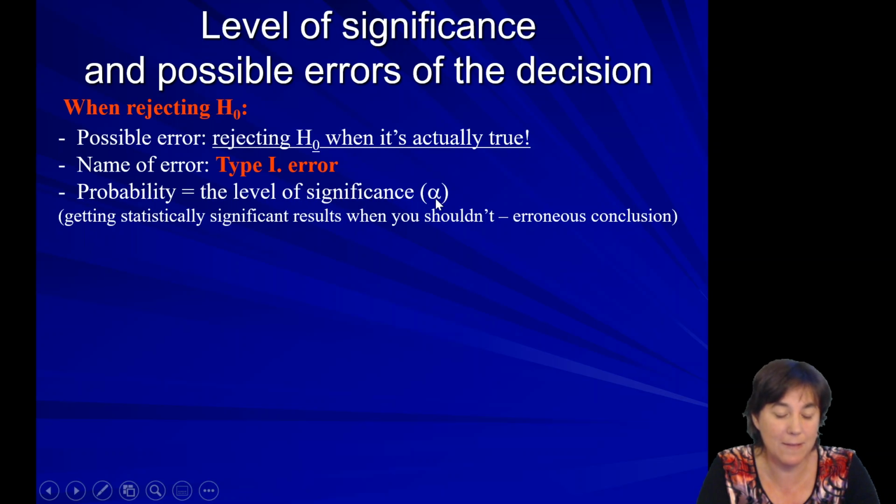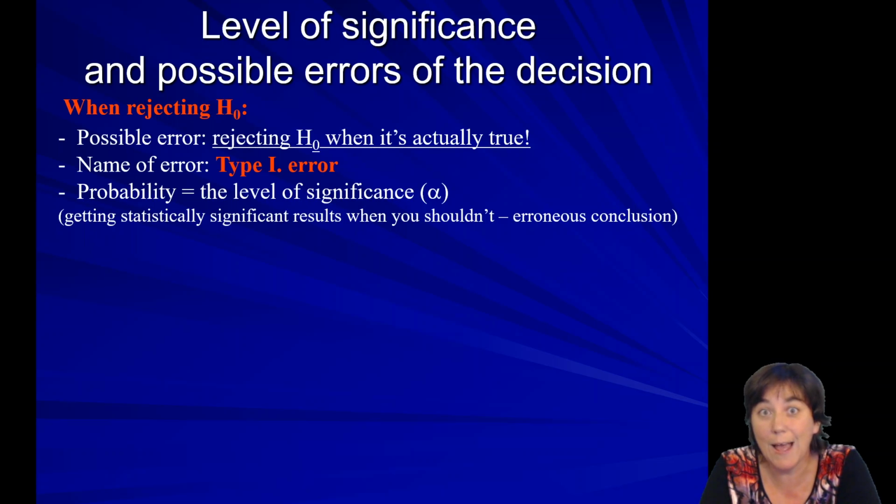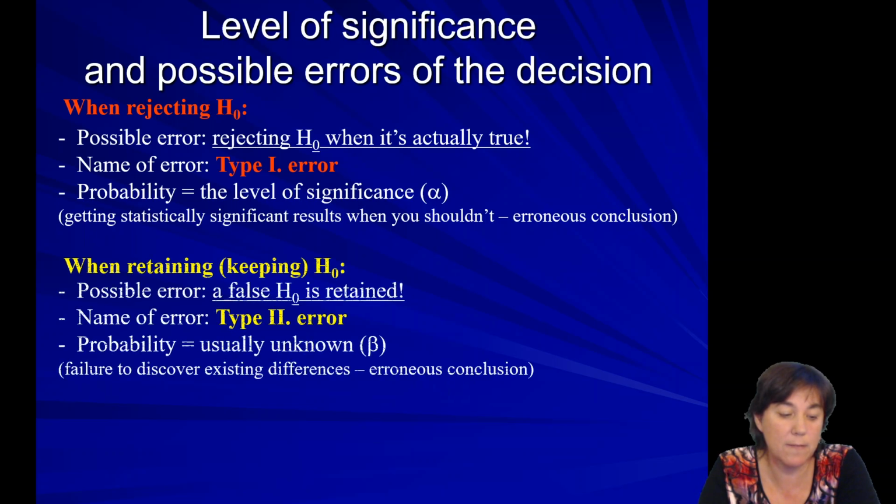Remember I said this when we were doing estimation. In this case, you get statistically significant results when in reality there isn't any. So you come up with an erroneous conclusion. But everybody knows that, so it's not a problem, okay? We just have to bear in mind that whenever we do statistical testing and we come up with this kind of conclusion, rejecting the null hypothesis, this type 1 error is a possibility with alpha level of significance.